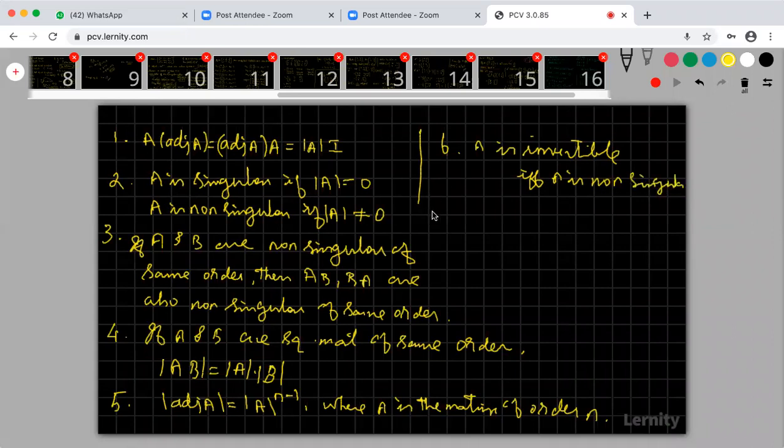So what is the inverse formula? A inverse is equal to 1 by determinant of A into adjoint of A. So this is another result. And yesterday we discussed one more result: if A and B are invertible matrices, then AB the whole inverse is equal to B inverse into A inverse. So these things we have discussed in our previous classes, and we have discussed problems also.